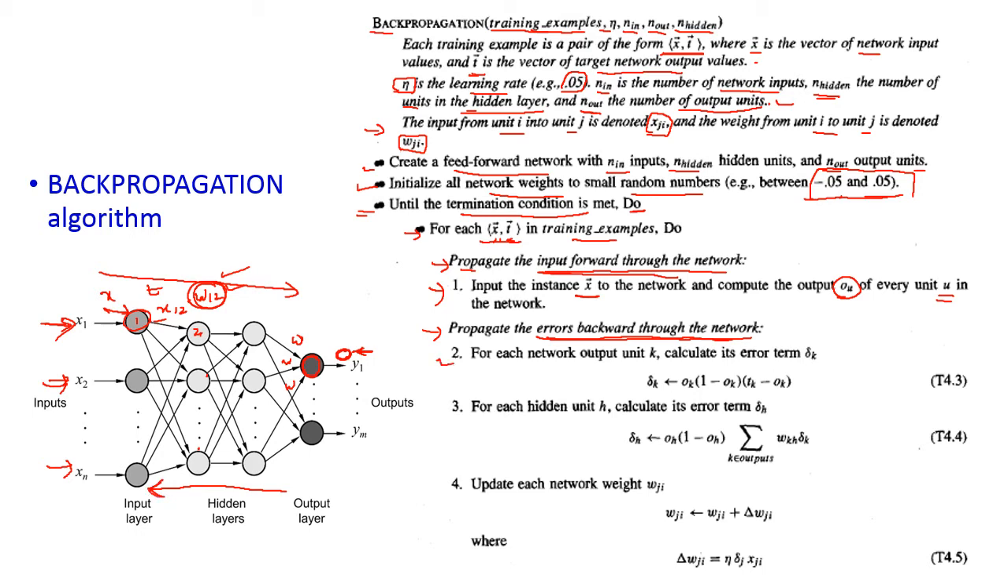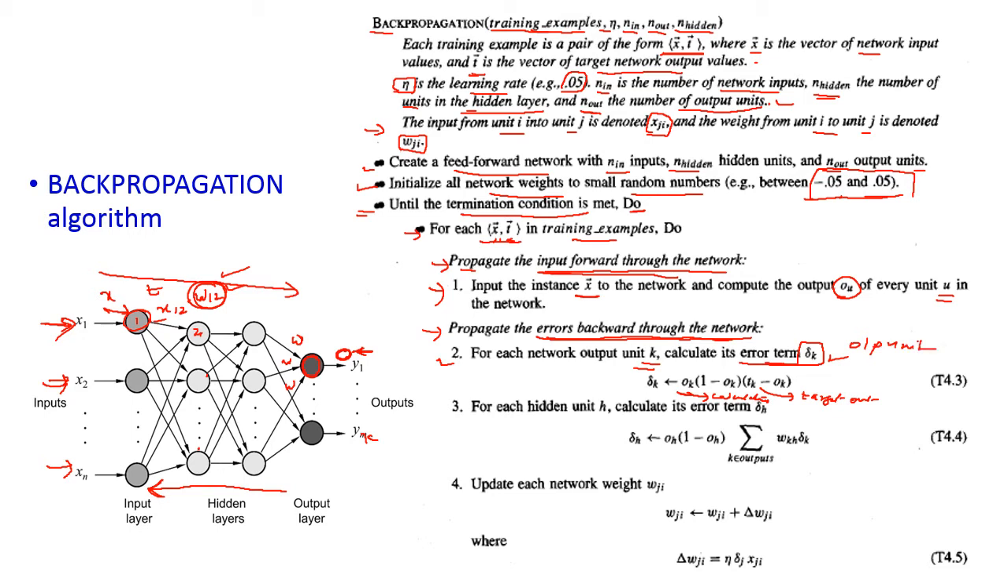So for each network output unit, calculate the error term, that is delta k. Here we have k output units. Delta k is equal to o_k, that is the calculated output, and t_k means the target output. Delta k equals o_k into (1 minus o_k) into (t_k minus o_k), and this is the calculated error term of the output unit.